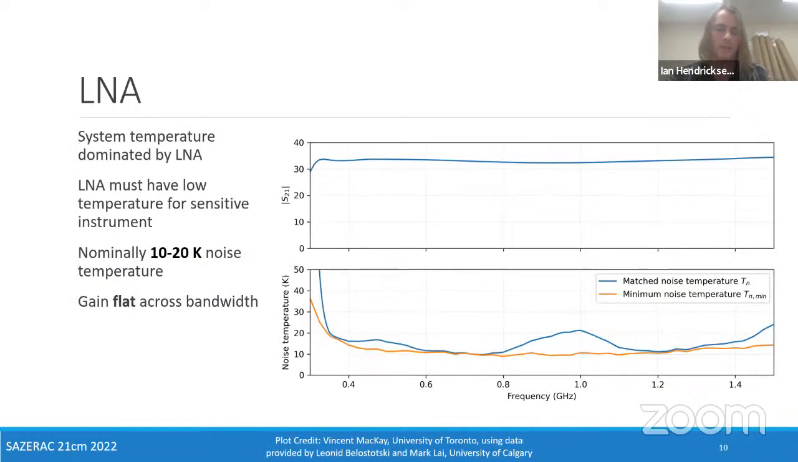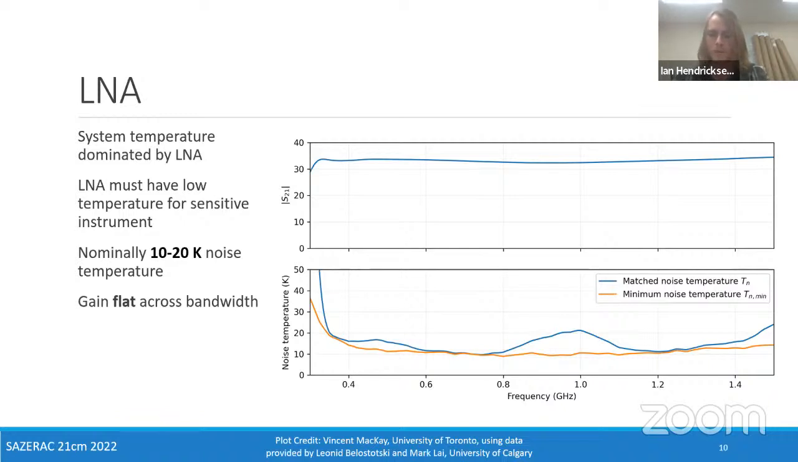The next thing I want to talk about is the LNA, which is absolutely crucial to the signal processing pipeline because the system temperature is dominated by the LNA. So in order to have a more sensitive instrument to achieve that √2 lower noise compared to CHIME, the LNA has to be very low temperature. And what we find is that the LNA is nominally 10 to 20 Kelvin noise temperature.